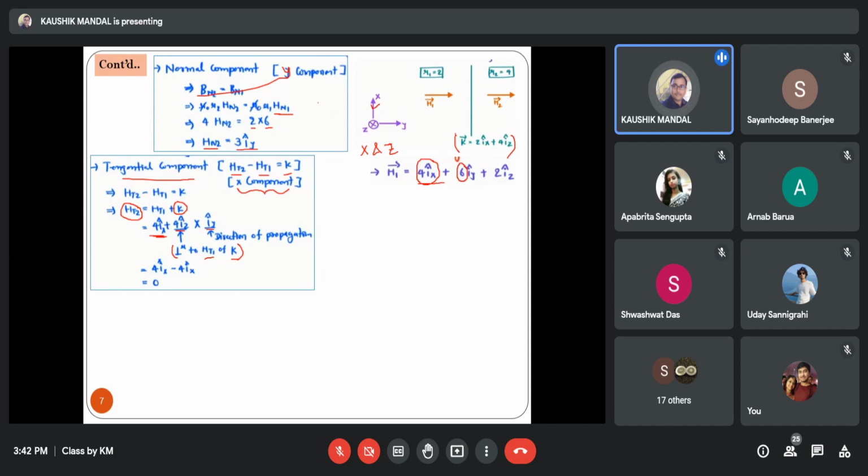Now, in this solution, you have to find out K. First consider the equation of K: K equals 2Ix plus 4Iz. As you are concentrating on the x component, the first part will be perpendicular to the Ht1 of K. Which axis is perpendicular to x? That is nothing but z. So it will be 4Iz.